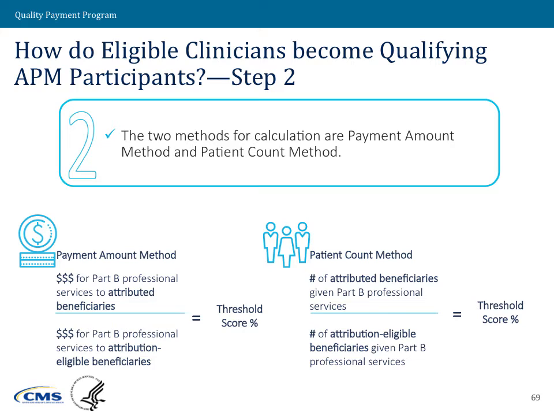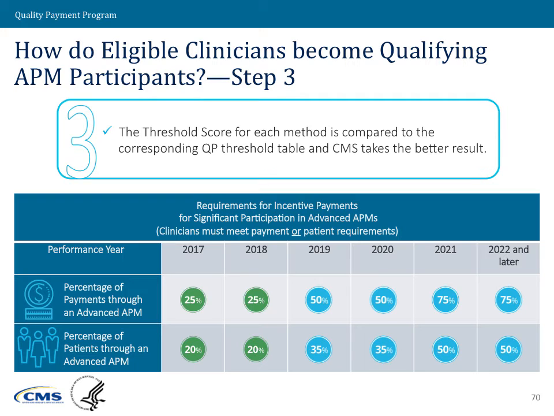They're parallel, again, using attribution-eligible. It's just the payment amount method uses dollars for the Part B professional services, so what you've been paid for those services. And the patient count is just counting up the number of beneficiaries who fit into those categories. And then once we have those percentage threshold scores, we compare them to this table.